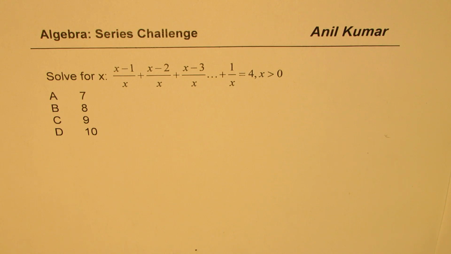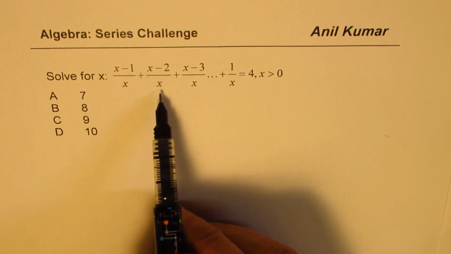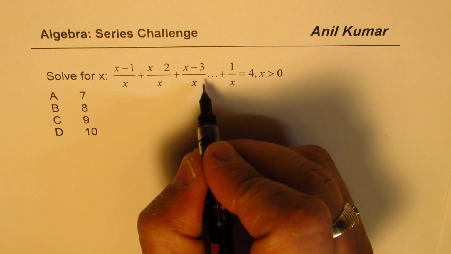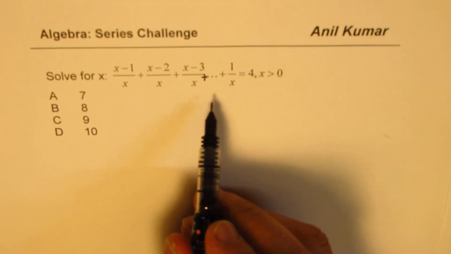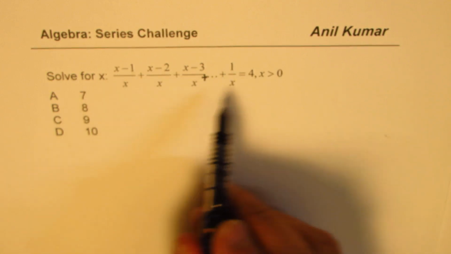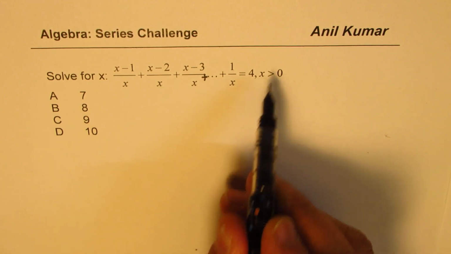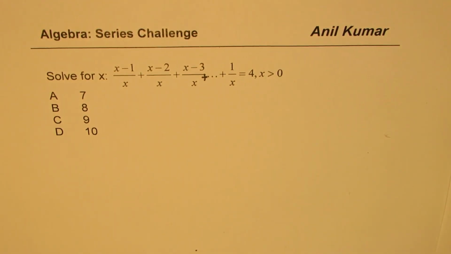Here is an excellent example based on sequences and series. The question here is, solve for x. The sequence given to you is (x minus 1)/x plus (x minus 2)/x plus (x minus 3)/x plus so on till 1/x equals 4. So the sum of the series is 4. You need to find the value of x. X is given to you as greater than 0. You can always pause the video, answer the question, and then look into my suggestions.